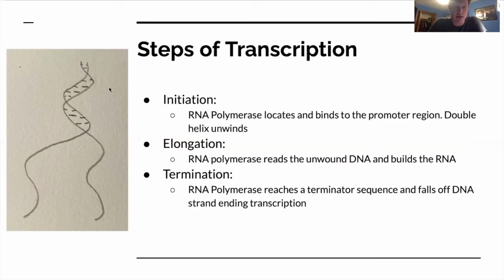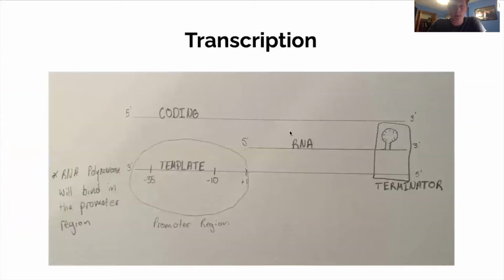And so you can see over here, this is a double helix unwinding. This is kind of what it would look like before transcription starts. So here we have a DNA strand. We have two strands, which are the coding and the template strand. The template strand is the one that is actually being read by the RNA polymerase to create the RNA.